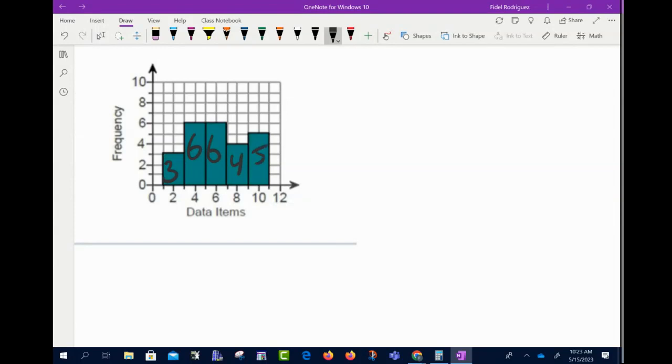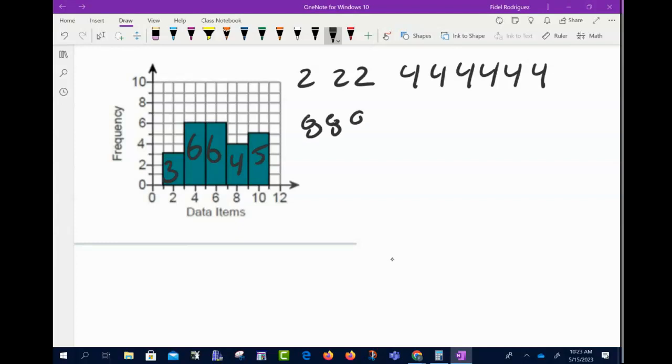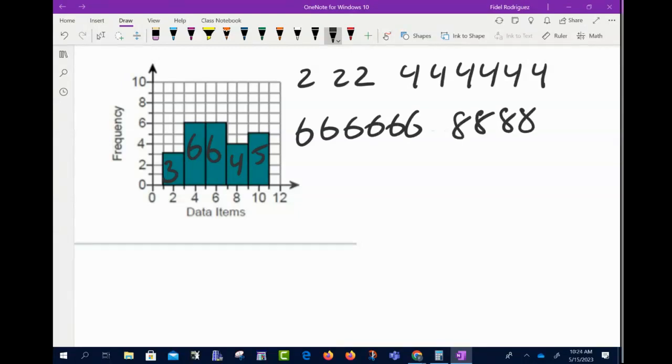Okay, so we can do this. We're going to write down the number 2 three times. We're going to write down the number 4 how many times? 6. We're going to write down the number 6, sorry, 6 times. We're going to write down the number 8 how many times? 4. We're going to write down the number 10 how many times? 5.